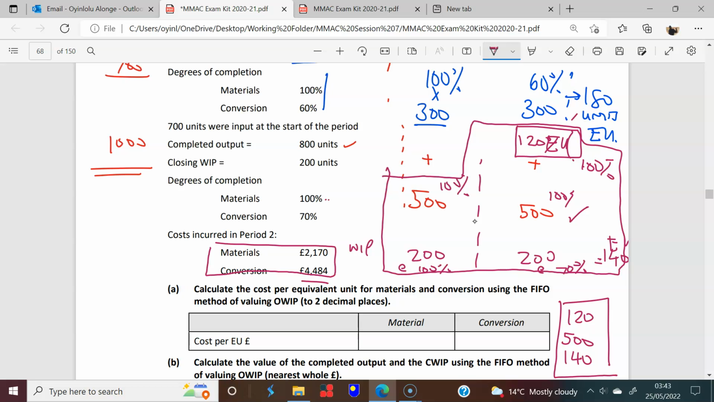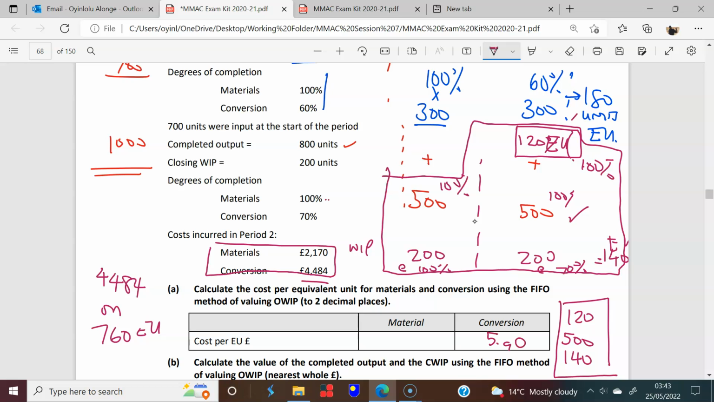So I have spent 4,484 on 760 equivalent units. So I can find what the cost is of an equivalent unit, and therefore that is 4484 divided by 760. And I have here £5.90.